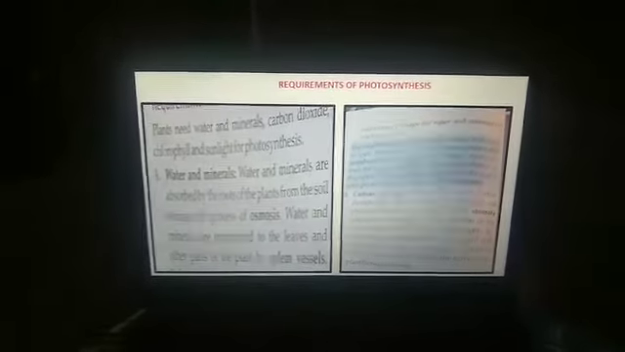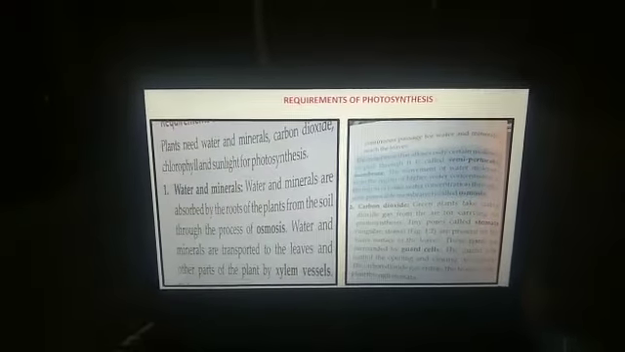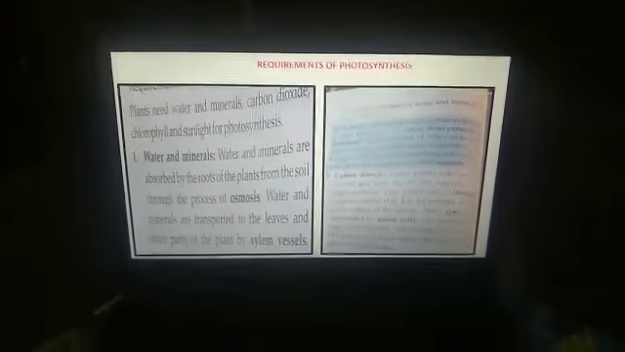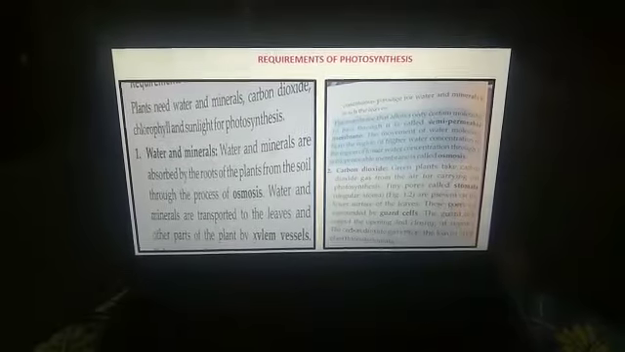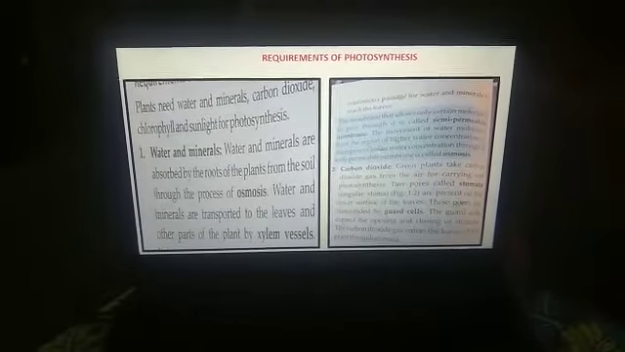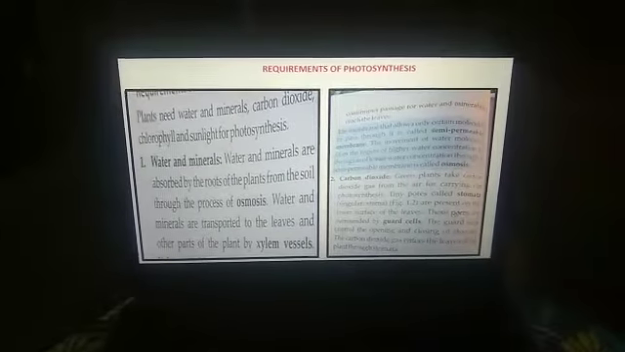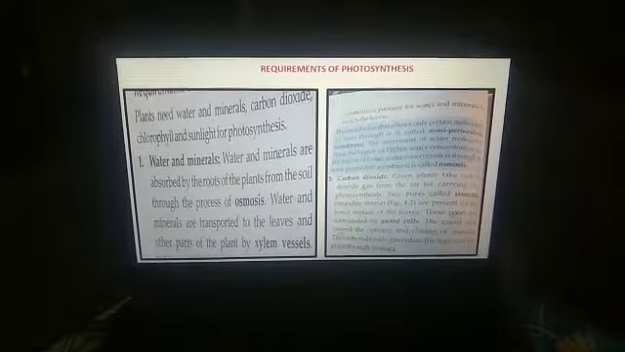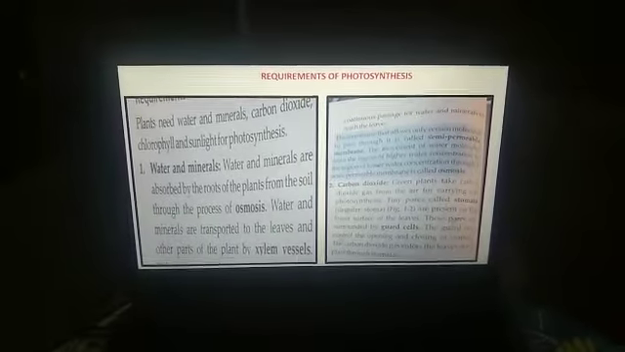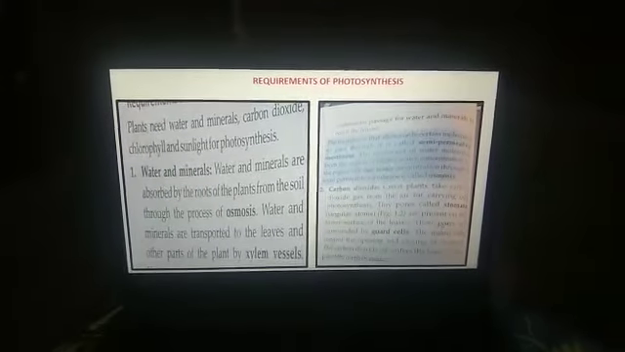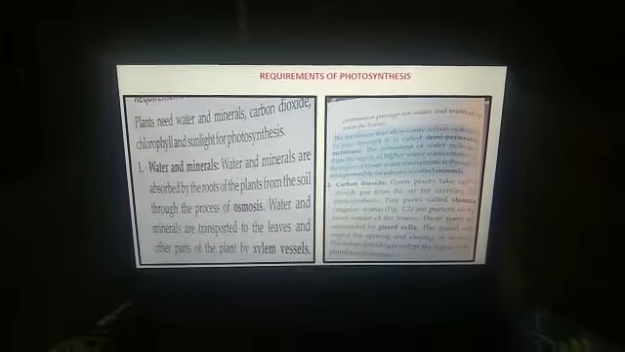Now, carbon dioxide. The second essential requirement of photosynthesis is carbon dioxide. The carbon dioxide is absorbed by the green plants directly from the atmosphere. Now, the undersurface of the leaves of the green plants has tiny pores which are called stomata. These pores are surrounded by guard cells, whose shape is kidney shaped or bean shaped. These guard cells control the opening and closing of stomata.